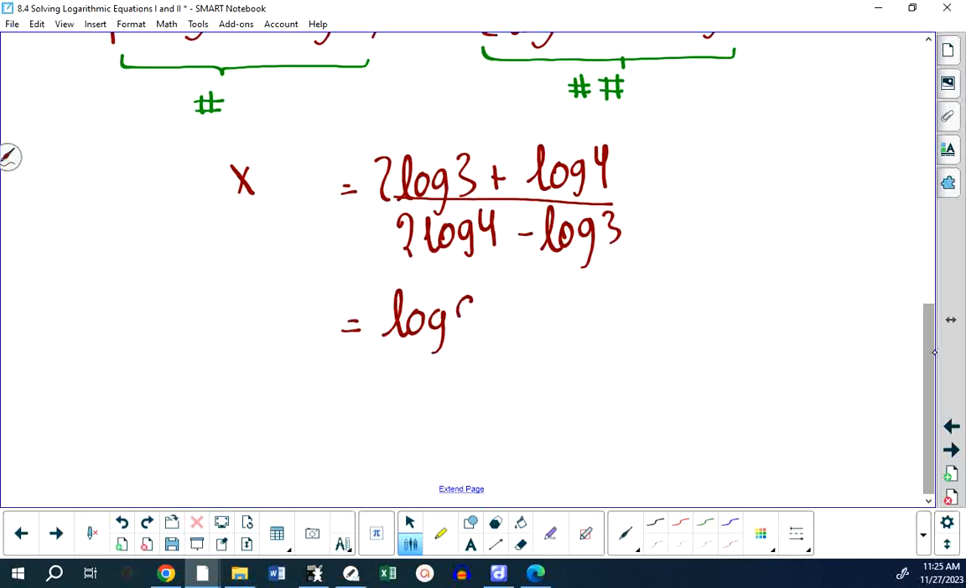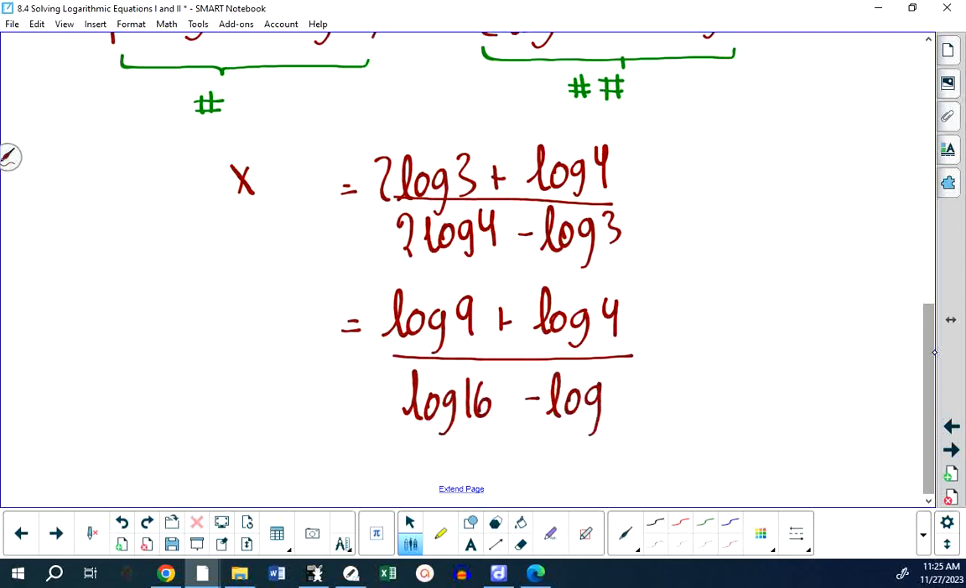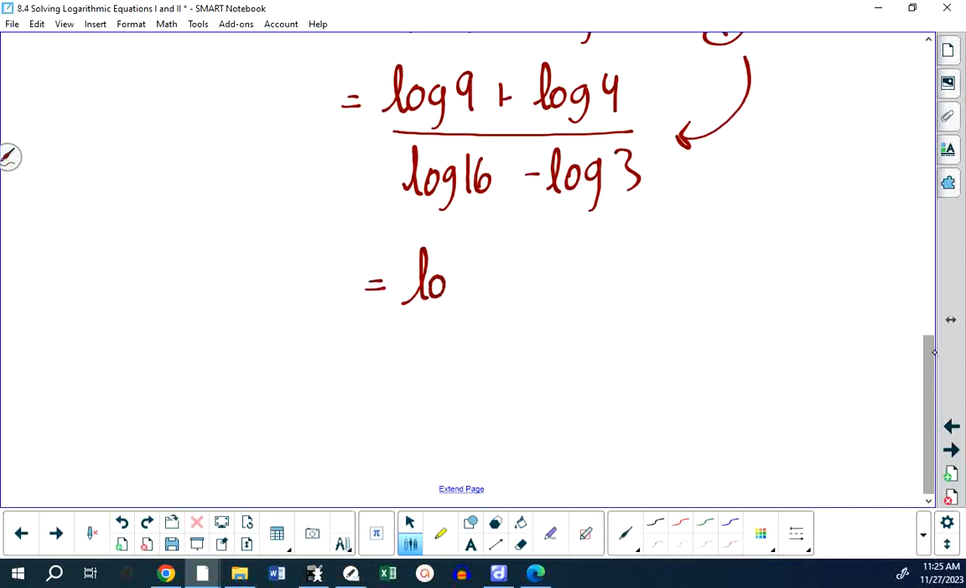Or, so this is a legitimate answer, or log 9 plus log 4 over log 16 minus log 3. You okay with the move and tumbling that through with the exponent rule, the power rule? Or, because you've come this far, why not? Log of 36 over log of 16 minus log of 3. Because log of 9 plus log of 4 is log of 9 times 4.